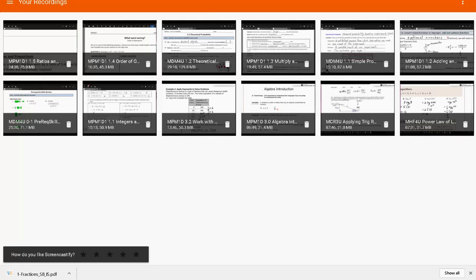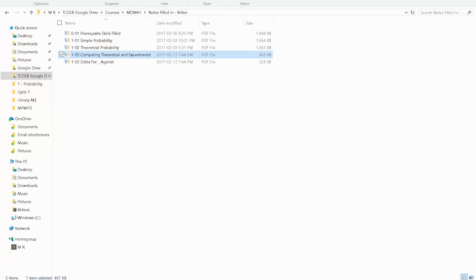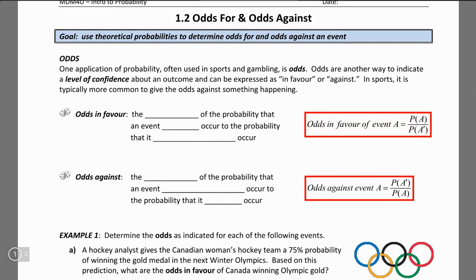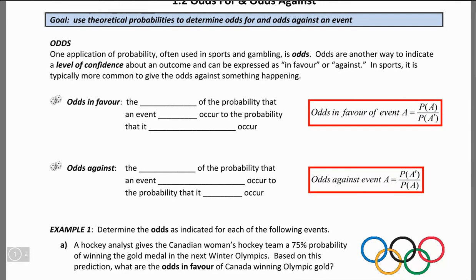I'm just going to load the second part of this lesson here. So the second part is looking at odds, using theoretical probability to determine odds for and odds against an event. So odds. One application of probability often used in sports and gambling is odds. Odds are another way to indicate a level of confidence about an outcome that can be expressed as in favor or against. In sports, it is typically more common to give the odds against something happening.